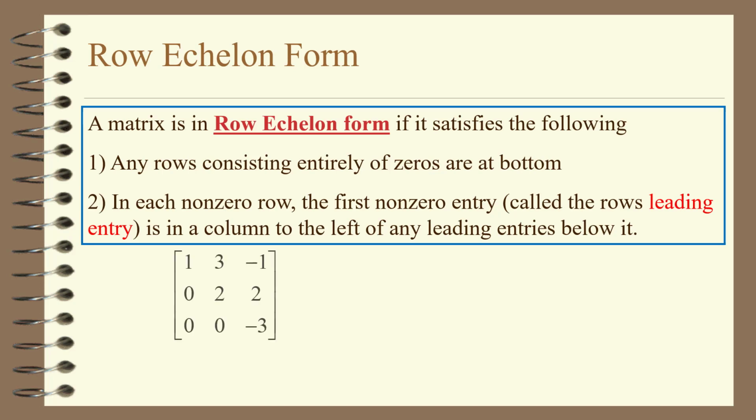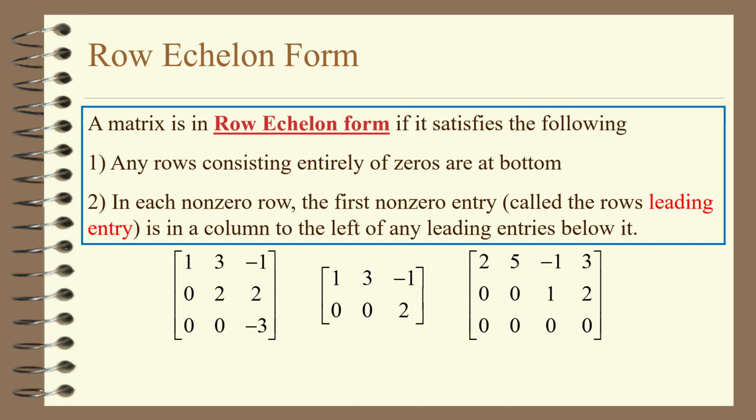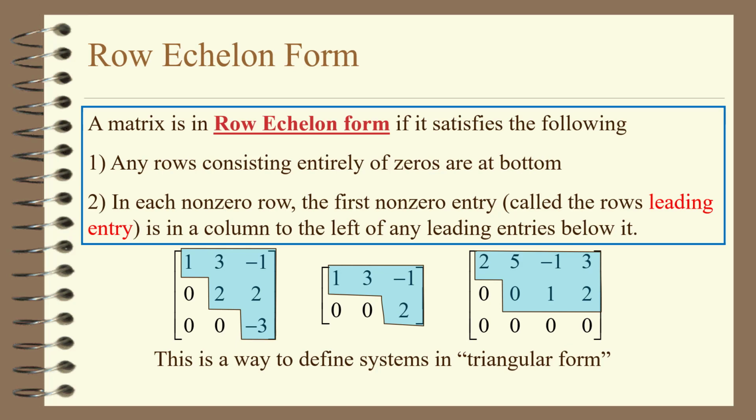So for example, this matrix, this one, and that one are all matrices that are currently in row echelon form. All the rows that are entirely zero are at the bottom, and for any non-zero row, that leading entry is in a column to the left of any leading entries below it. Now the word echelon comes from Latin. It means staircase. So you can see why we say echelon because of these pictures. You can see how it's like a staircase going downwards. This is just a way to define a system's triangular form, the form that we want in order to solve our systems.